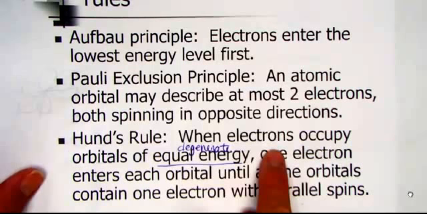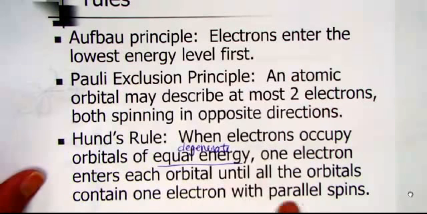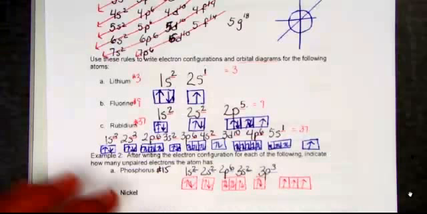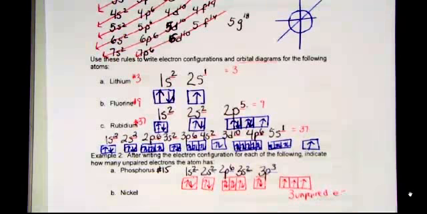Electrons occupy orbitals of equal energy. Place one into each orbital, all with parallel spins. We have 3 unpaired electrons in the phosphorus atom.